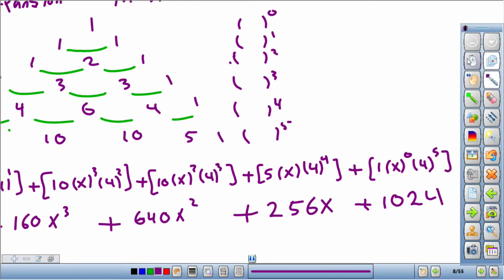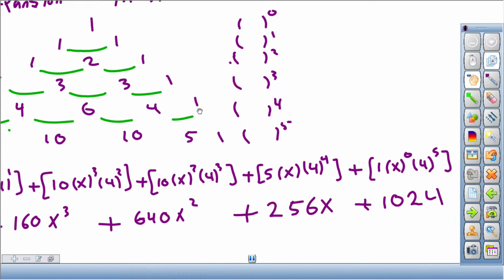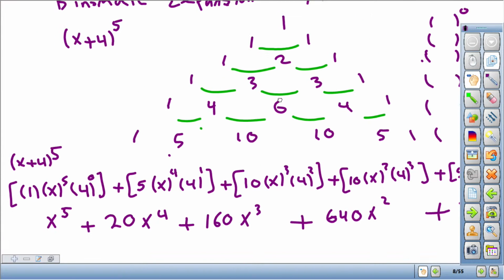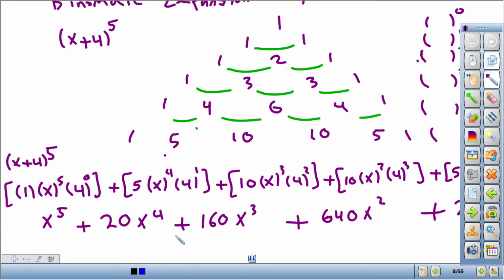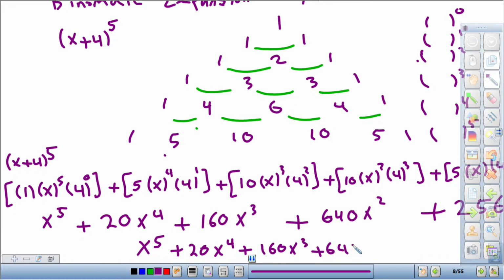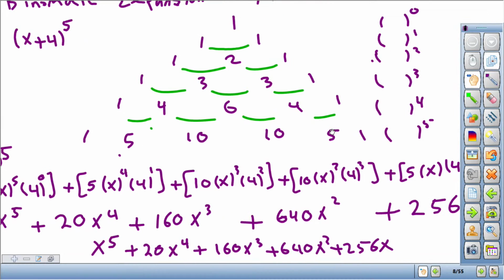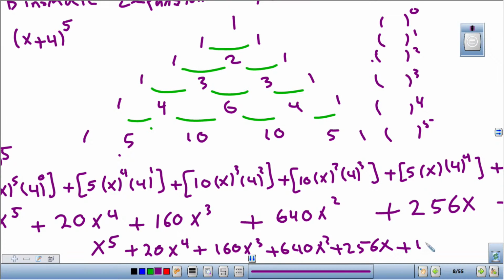I know it's a little bit too much, but that's the answer for this dude. Let's see if we could just scoot it off a little bit here. It's a little bit bulky. So maybe I should just put it here so we can have the whole thing: x to the 5th plus 20 x to the 4th plus 160 x cubed plus 640 x squared plus 256 x. Whew, good Lord. Plus the last item that we got, which was the 1024.